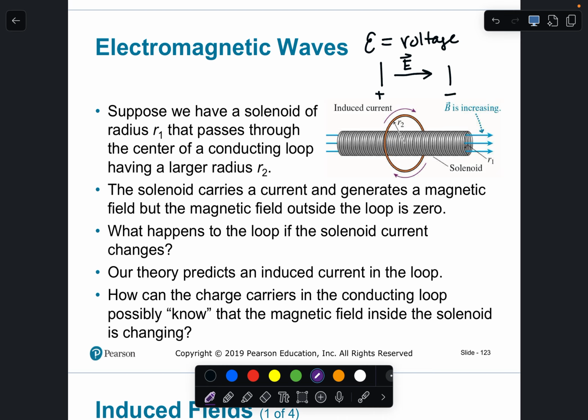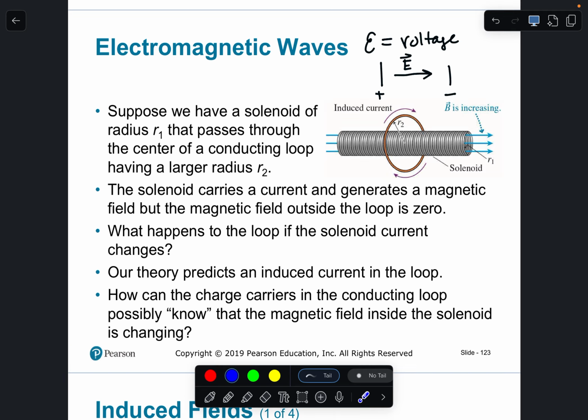So let's suppose that we have a solenoid here, right, this guy, and there's a current flowing through it, and therefore it's creating a magnetic field in the center of the solenoid, right? That's what solenoids are used for. They're used for creating nice uniform magnetic fields in the center. And then you have just a loop of wire hanging outside of it.